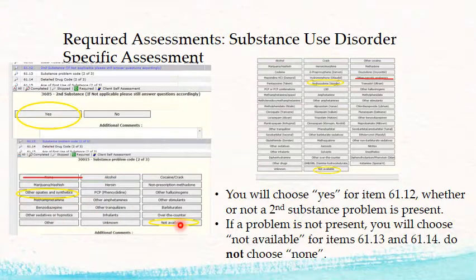For the substance problem code 2 of 3, you click not available. And then when the next item pops up, 61.14, you'll click not available. You can write in the additional comments box that the client reported no substance use.